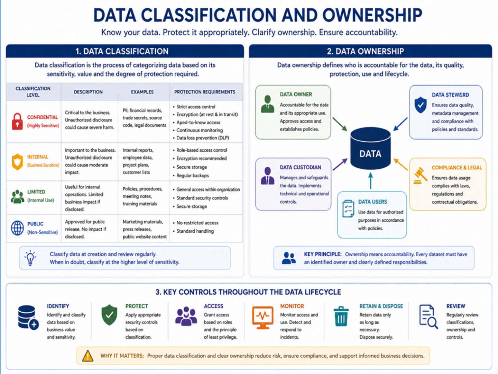An important principle is to classify data at the time it is created and review classifications regularly. When there is uncertainty, organizations should classify information at the higher sensitivity level until confirmed otherwise. The second part of the model focuses on data ownership. The data owner is accountable for the information asset, approves access, and establishes policies for its use and protection.